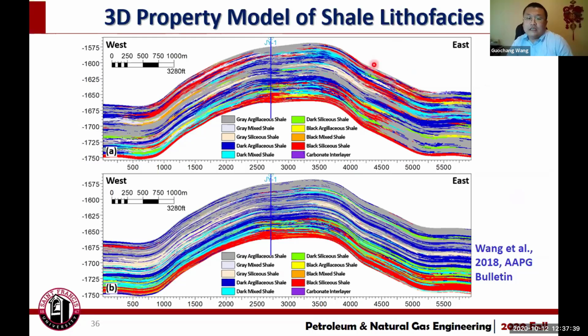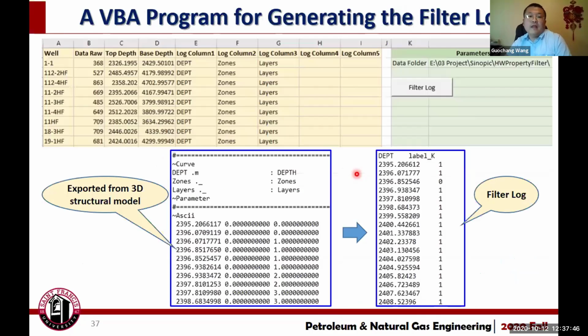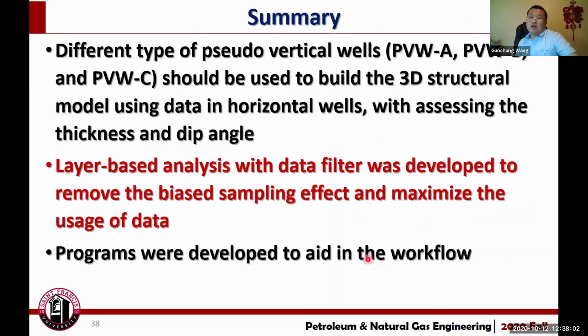Here are the lateral facies for shale. You can see the distributions are also very different based on different distribution functions. Again, to do this, we developed a VBA program to generate this filter. We need to have the structural model first, and then we can build these filters. So our structural model is very, very important for working on the property models, to make sure the horizontal well is landing in the correct layers.